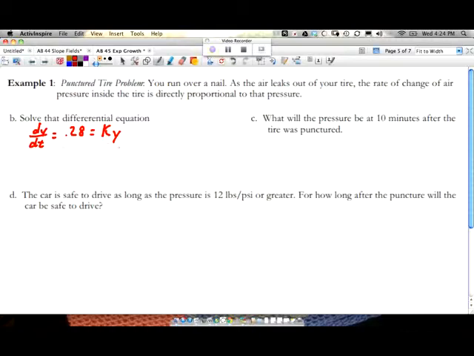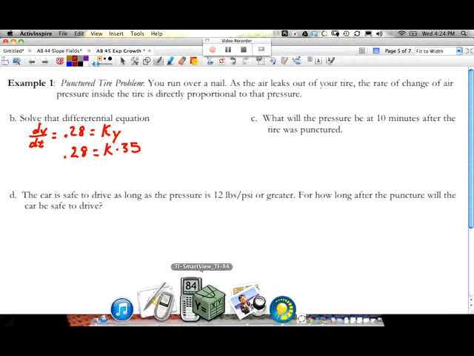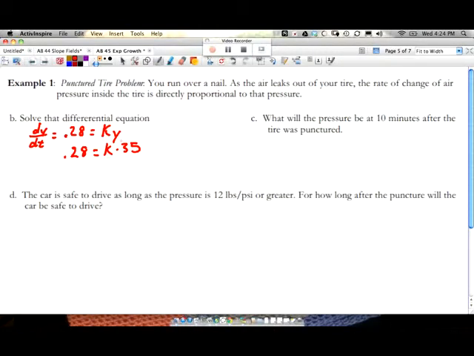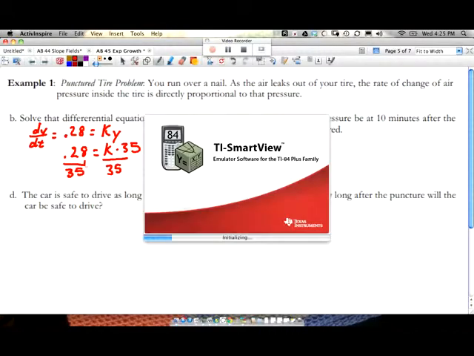Let's keep going further. We can go further by saying, well, if 0.28 equals k times y, we know what y is, so 0.28 is equal to k times 35. Ooh, now we're getting closer here. Let's see what we can do with that. I need my calculator. Let's warm it up. I'm going to divide both sides by 35, and we're going to get something from that. Let's see what we would get.